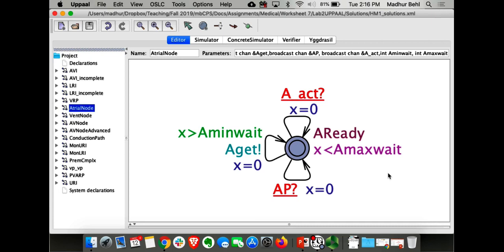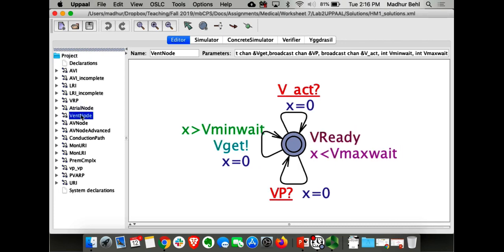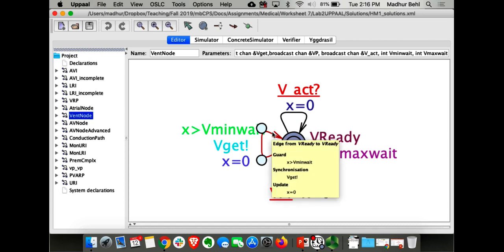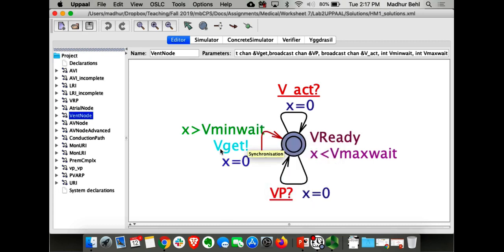So similarly, the ventricle node is exactly the same as the atrial node. It has the same transitions. Only difference is that the signals are named according to the ventricle. So the ventricles can also self-depolarize in the extreme case, when nothing is happening, then the ventricle can take over the heartbeat momentarily. That's nature's plan B or plan C.